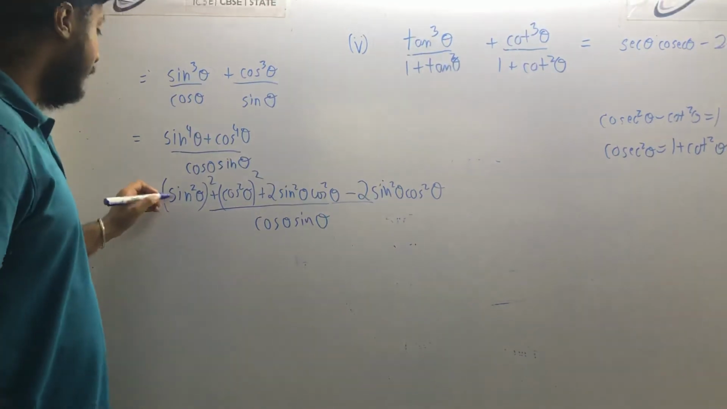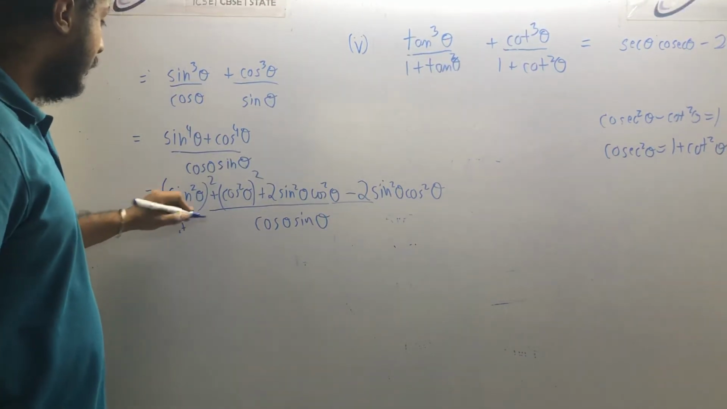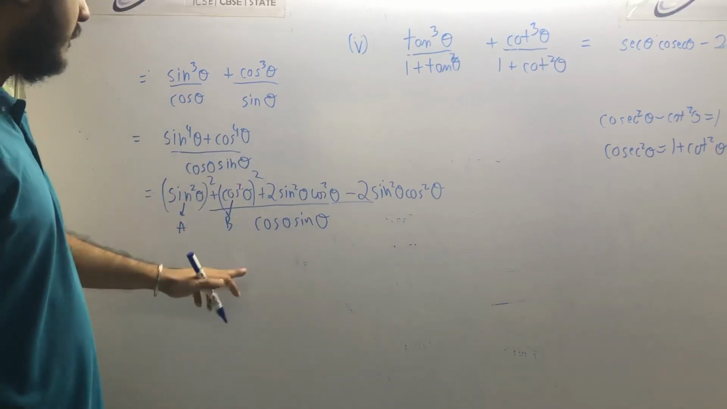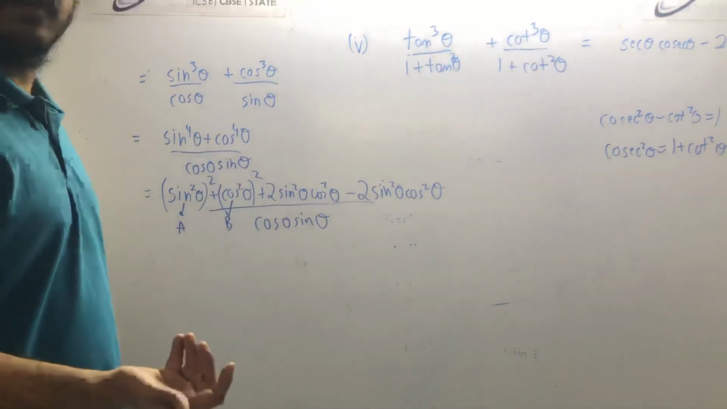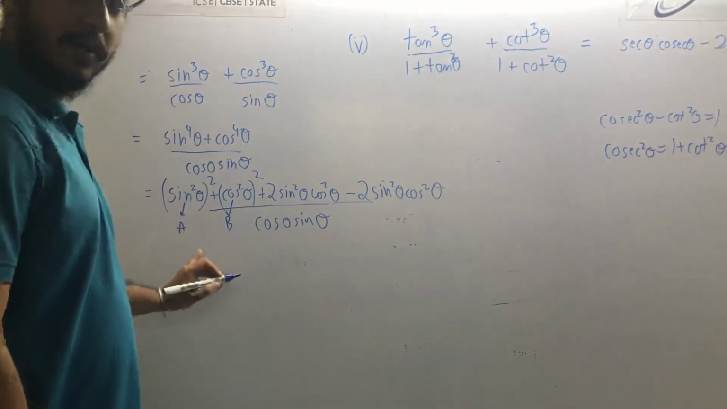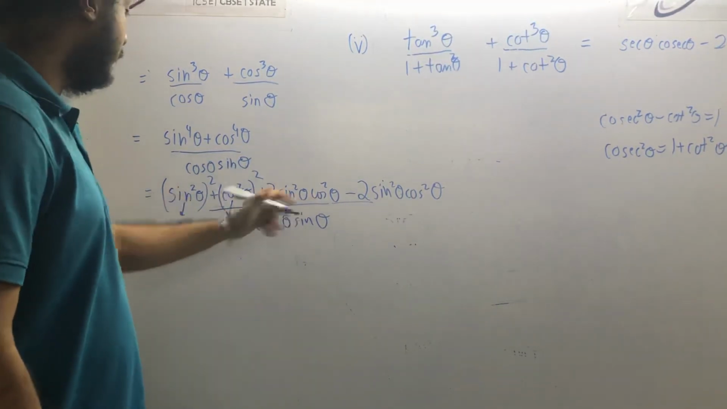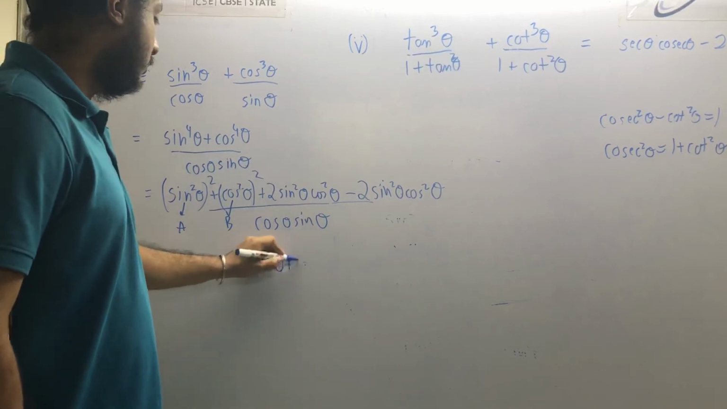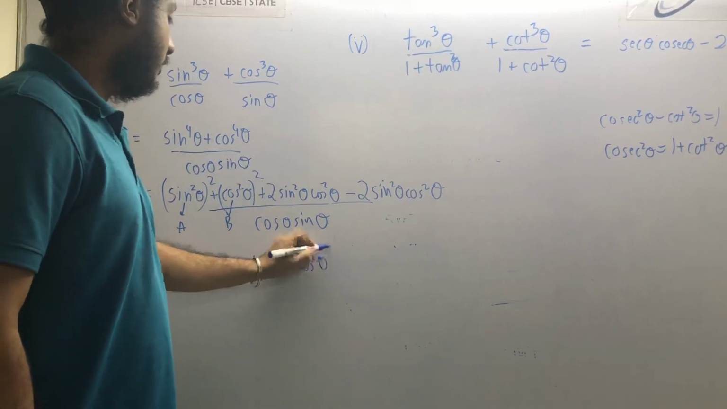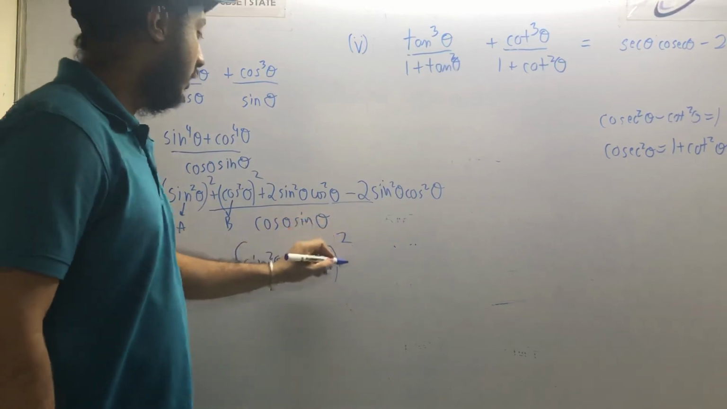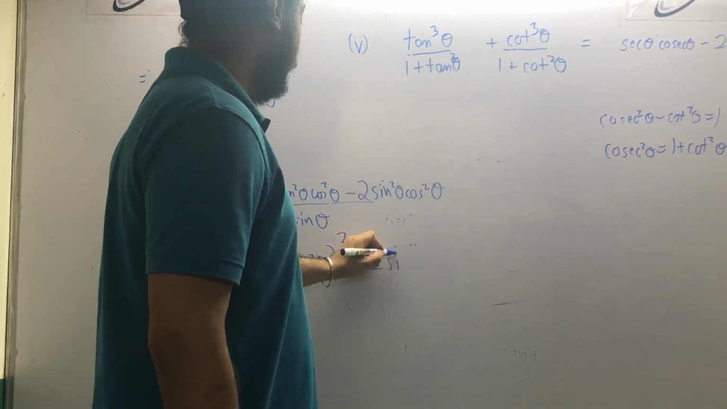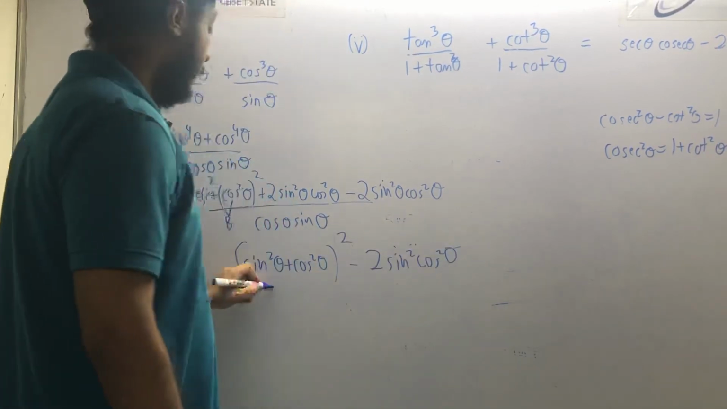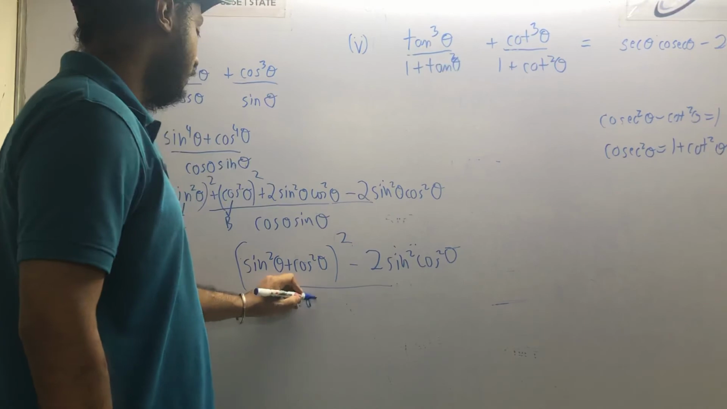Now why I did that is you can assume sin square theta is A and cos square theta is B. So what is happening here? A square plus B square plus 2AB. That is what? A plus B whole square. So instead of all this I can write sin square theta plus cos square theta whole square minus 2 sin square theta cos square theta, upon cos theta sin theta.